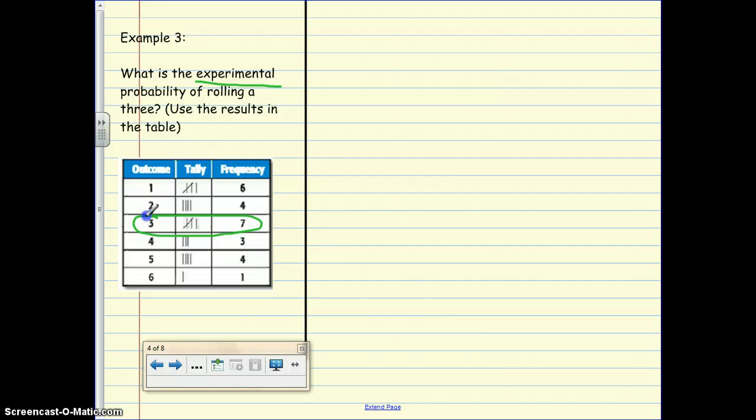So, and I know it's hard to see those tallies, but it looks like there were 7 times that happened to be a 3. And remember, probability is favorable over total. So we know 7 of the times during the experiment were a 3, and then we'll have to add up all these other numbers to get our total. 7 out of 25. And this time I'm going to leave it as a fraction, but again, probability could be written as a fraction, decimal, or percent.